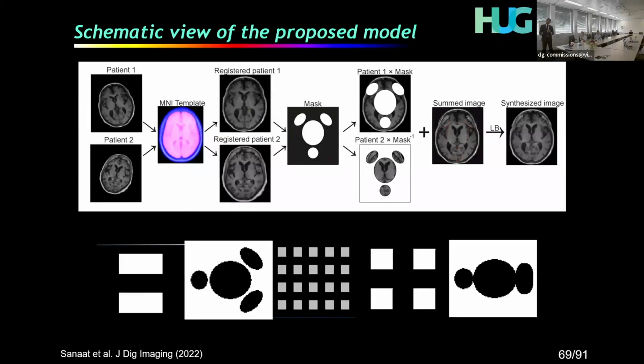Imagine we have two images from two patients. It could be CT, MR, or PET. We register them to a template, and then we multiply these two images by a mask and its inverse. Then we can sum these two images together, and of course the image is not very realistic, but after applying the Laplacian blending technique, we can generate a more realistic image, which is completely different from these two. And of course, we can select different masks based on our desire.